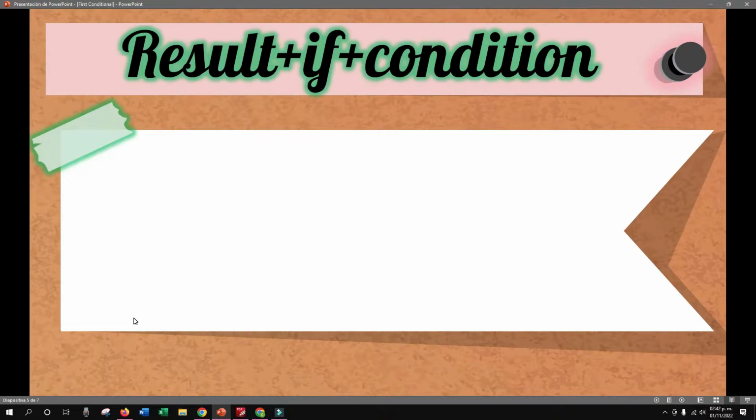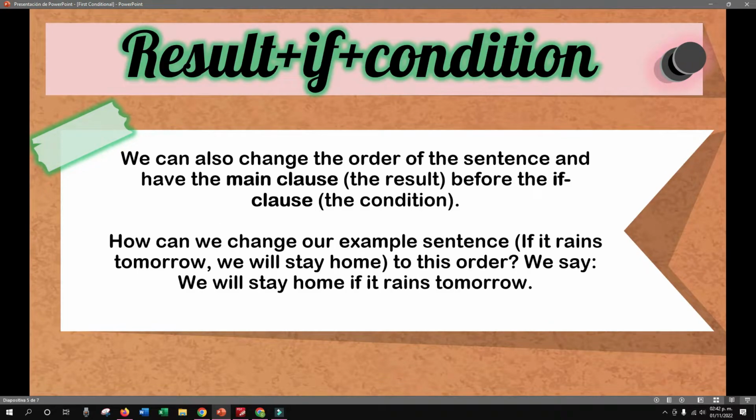So, result plus if plus the condition. We can also change the order of the sentence and have the main clause, the result, before the if clause, the condition. How can we change our example sentence? If it rains tomorrow, we will stay at home. To change this order, we can say, we will stay at home if it rains tomorrow.